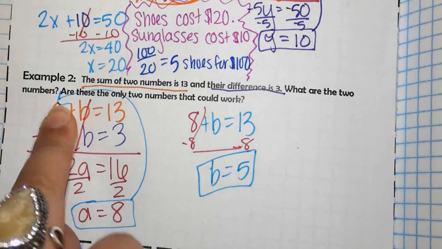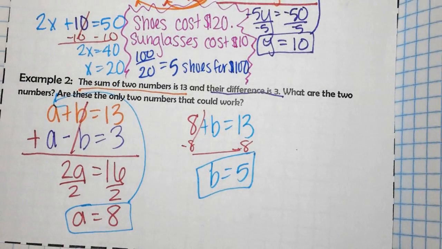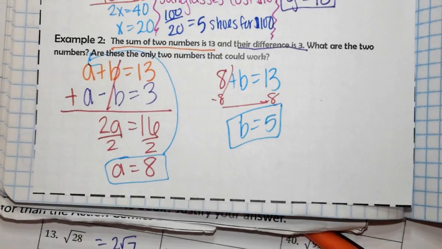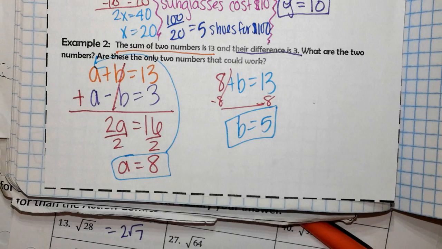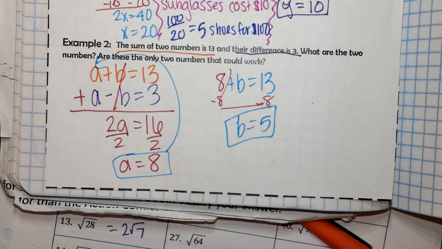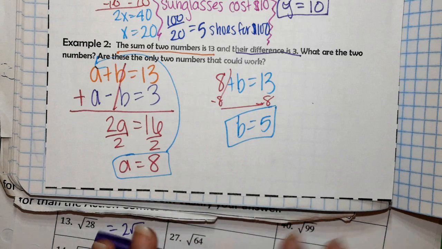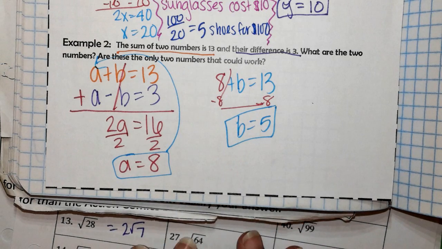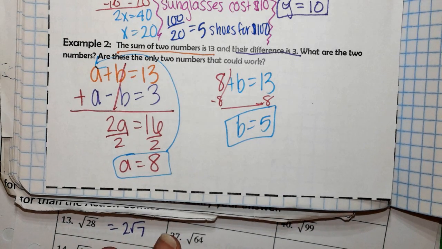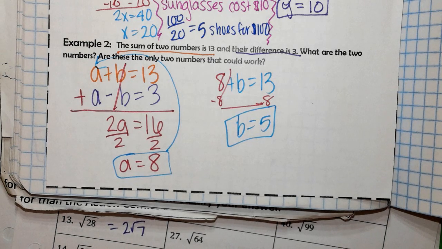Thank you. Are these the only 2 numbers that could work? What do you think? Yes. Jorge said no. Well, did we set up our system specifically for this situation? Yes. So, could we plug in any 2 other numbers? No. What other 2 numbers could we plug in that would equal those? I want you to think of 2 numbers that would add to give us 13. Any 2 numbers. 10 plus 3. All right. What's 10 minus 3?